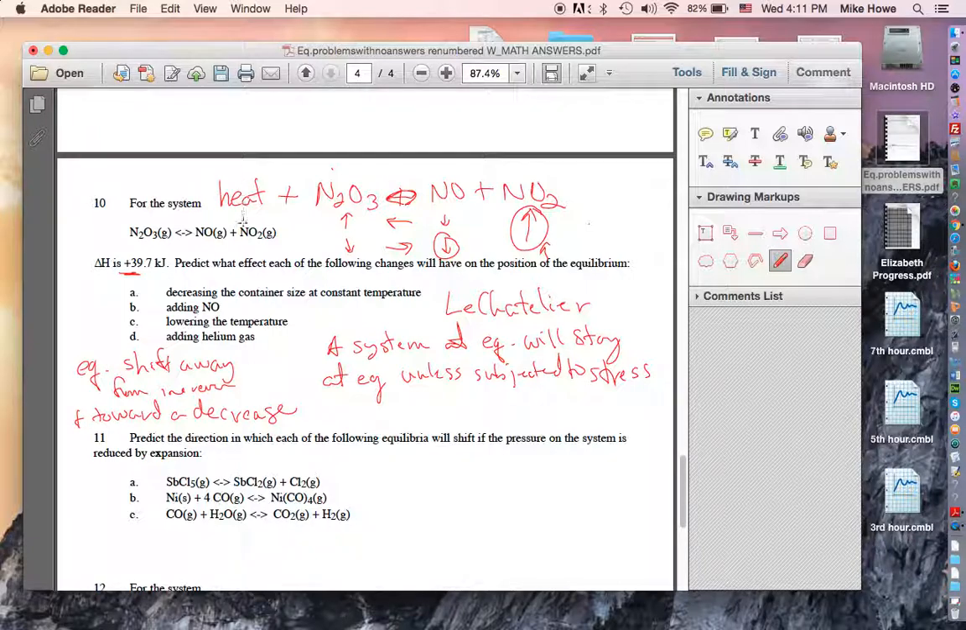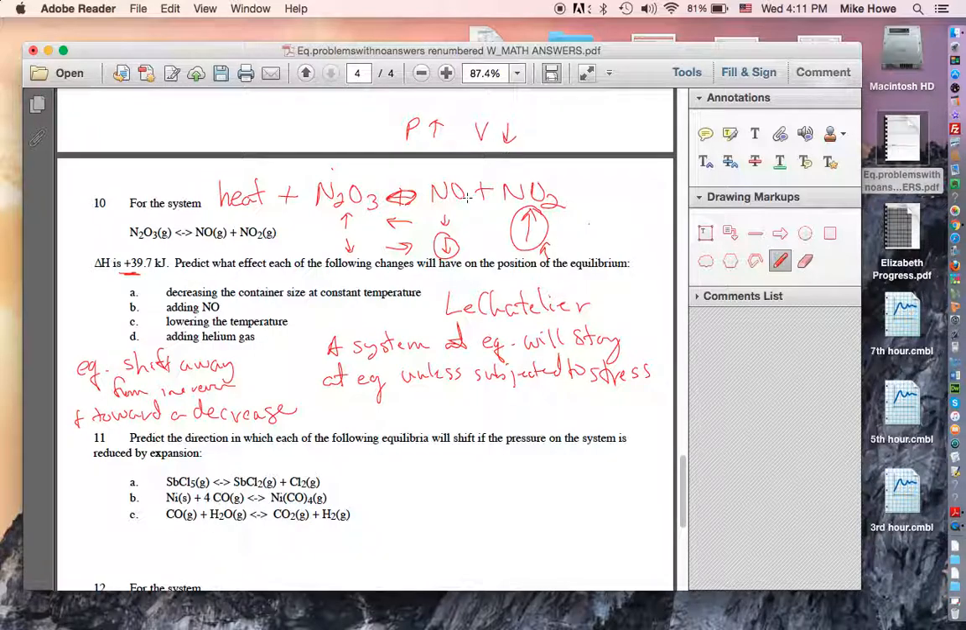Okay, if I was to raise the temperature, what would happen? Well, same rule applies. It'll shift away from the increase, so the equilibrium would shift this direction if I raise the temperature. So that just leaves one other thing to consider, and that's pressure. We know from previous experience that when pressure goes up, what happens to volume?